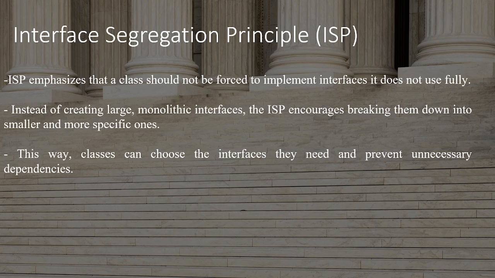So instead of creating large monolithic interfaces, which are a burden to the code, ISP encourages breaking them down into smaller and more specific ones. Suppose I'm calling an interface which is huge, but I'm just using one or two parameters of it. I should not be calling all of that, so it's better to break it. This way, classes can choose the interface they need and prevent unnecessary dependencies. It should not depend on the entire thing. If I just need one thing, I should get that only.